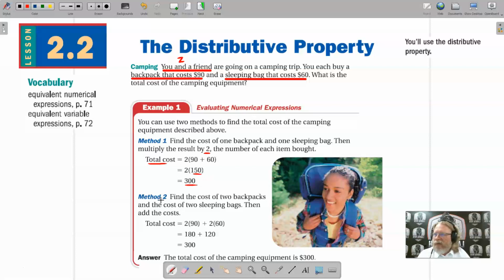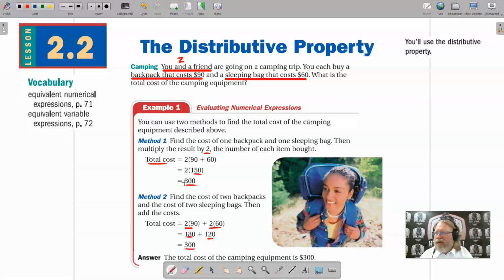Another way to do this would be method 2. And that method is to first find the cost of 2 backpacks and the cost of 2 sleeping bags, and then add those costs together. So to find the cost of 2 backpacks that are $90, we're going to do 2 times 90. And then also to do the cost of 2 sleeping bags, which cost $60 each, we're going to multiply 60 times 2. And then we'll add those together. So 2 times 90 is 180. And 2 times 60 is 120, and then we add these together to get 300.